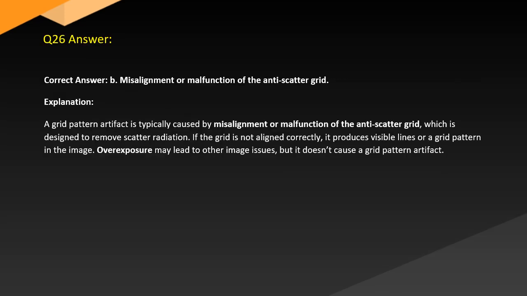Answer. Correct answer: B. Misalignment or malfunction of the anti-scatter grid. Explanation. A grid pattern artifact is typically caused by misalignment or malfunction of the anti-scatter grid, which is designed to remove scatter radiation. If the grid is not aligned correctly, it produces visible lines or a grid pattern in the image. Overexposure may lead to other image issues, but it doesn't cause a grid pattern artifact.